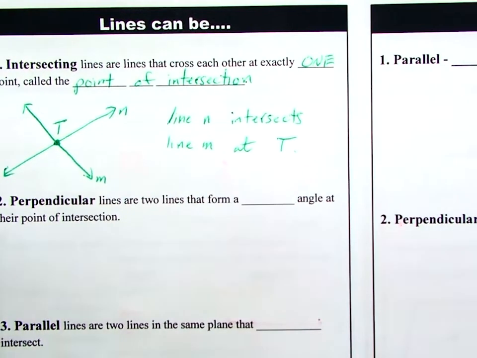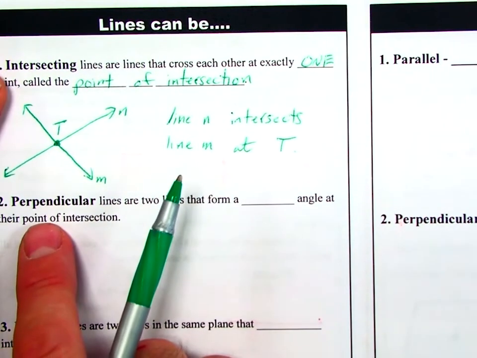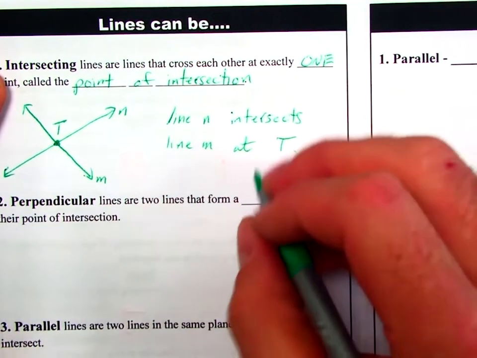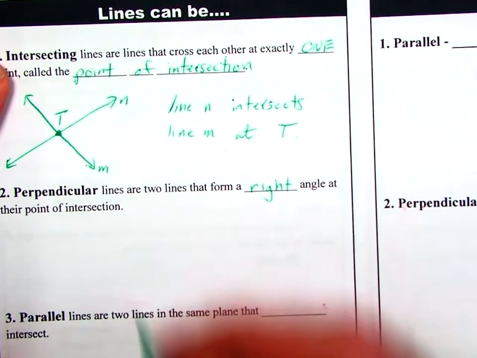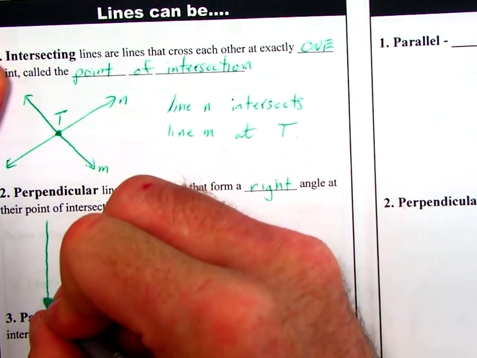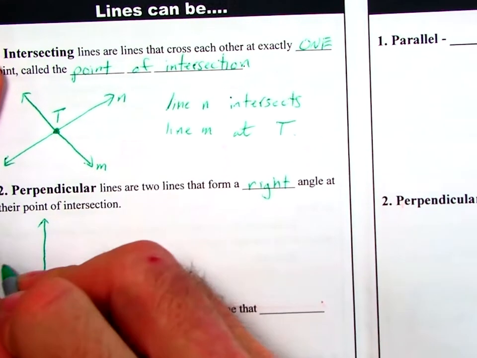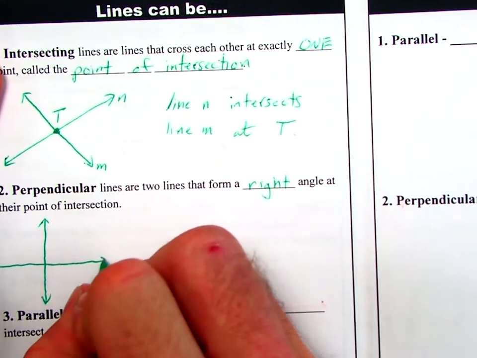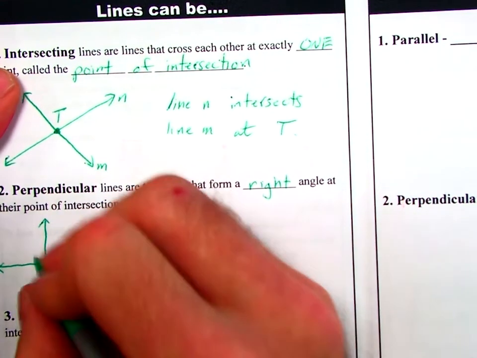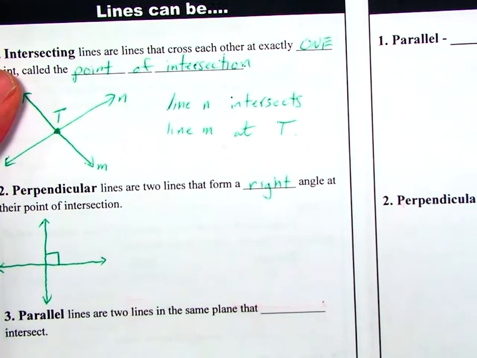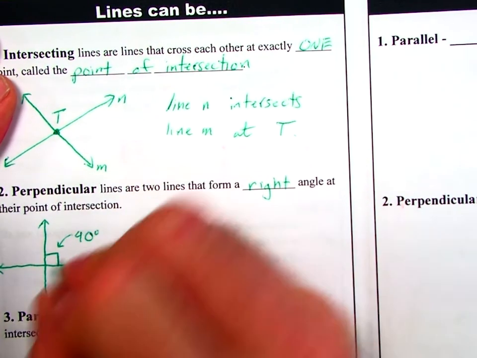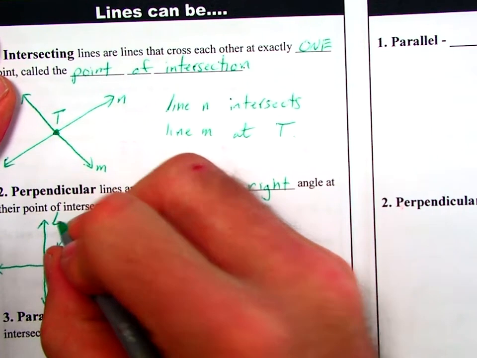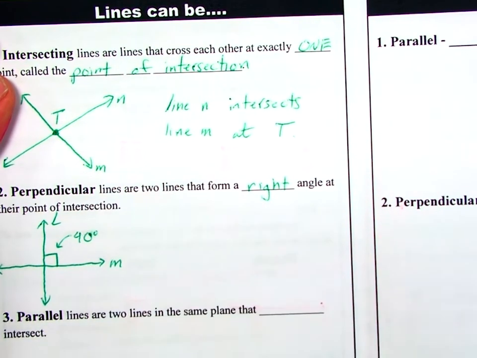So that's important. All right, our lines can intersect at a right angle, which forms 90 degrees. Okay, we call that perpendicular. So we're going to draw one vertical, one horizontal, although it doesn't have to be vertical and horizontal. They just have to meet at 90 degrees, and that's what the box means. So again, we can call that line L, line M.